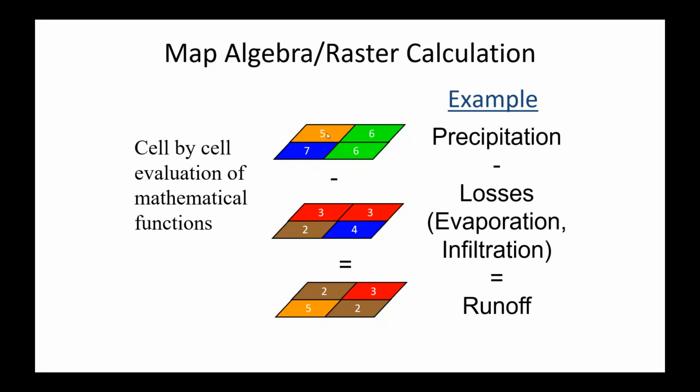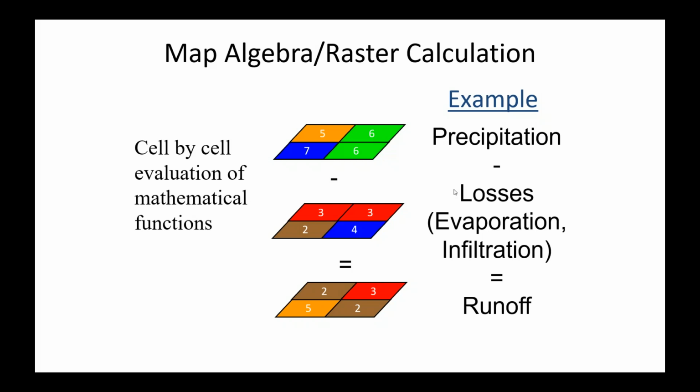For example, you may have one raster that represents precipitation, another raster that represents losses due to, for example, evaporation or infiltration. And you can express an algebraic calculation, precipitation minus the losses, to get the runoff values. For example, 6 units of precipitation minus 3 units of loss results in 3 units of runoff.